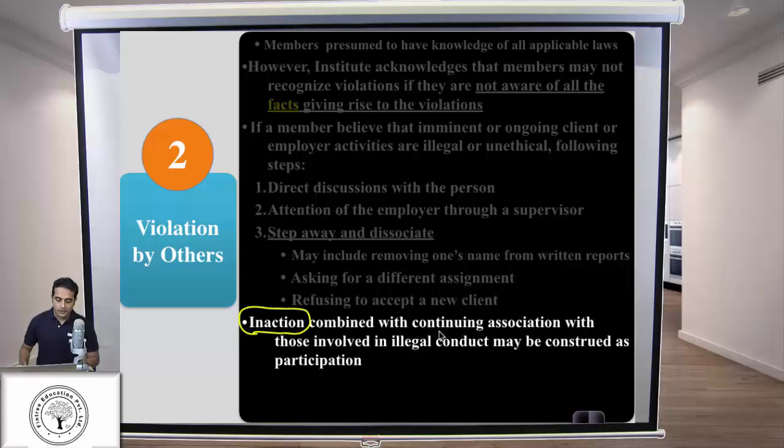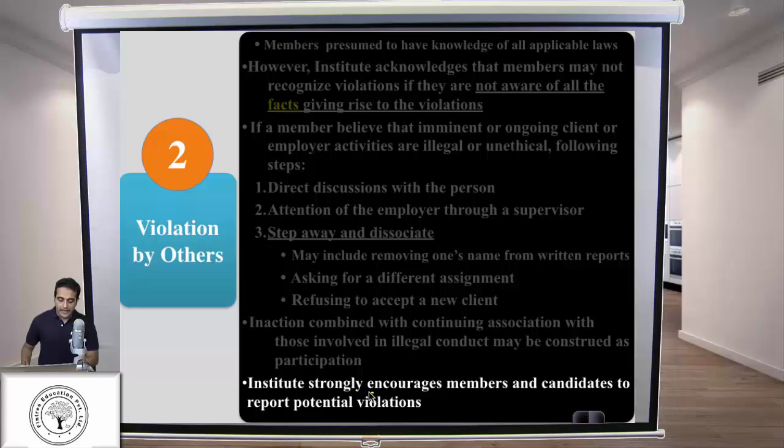Inaction combined with continuing association with those involved in illegal conduct may be construed as participation. Which means I get to know that you guys are doing certain activity illegally. Now, even in that case, I am not doing it, you people are doing it, but I still keep on working with you. So with inaction and continuing association, I am in violation of the Code of Standards because it is construed as participation.